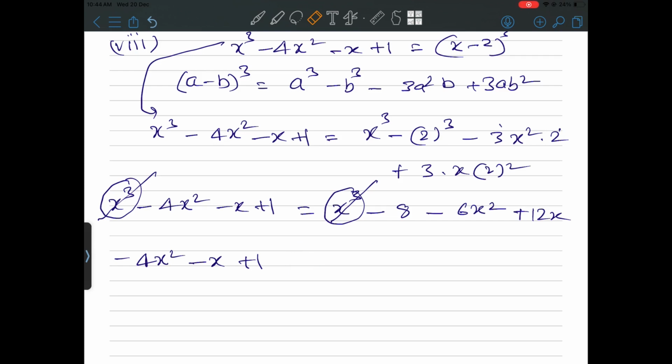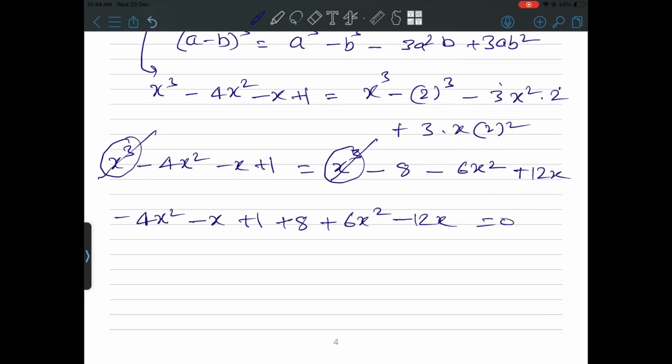Let's bring all the terms from right to left. So minus becomes plus. So it is plus 8 plus 6x square and minus 12x is equal to 0. Now we'll combine all the terms of x square together. We see that x square is here, x square is here. So it becomes 2x square because 6 minus 4 is 2. Now let's combine the x terms. So we have minus 12x, we have minus x, so it becomes minus 13x. Then this becomes 9, right?